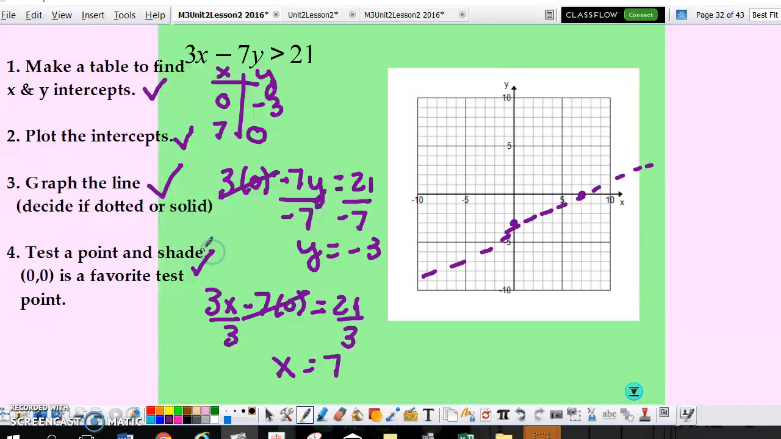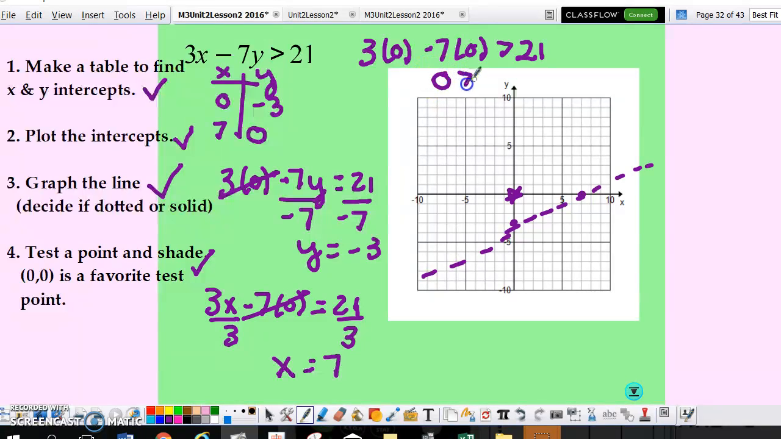My favorite one is 0, 0 because it's easiest to plug in. If this was my test point, 0, 0, I'm going to put 0 in for both the x and y now. And if I do so, if the statement is true with my inequality, then I'll know I shade towards it. If it's not, I'll shade away from it.